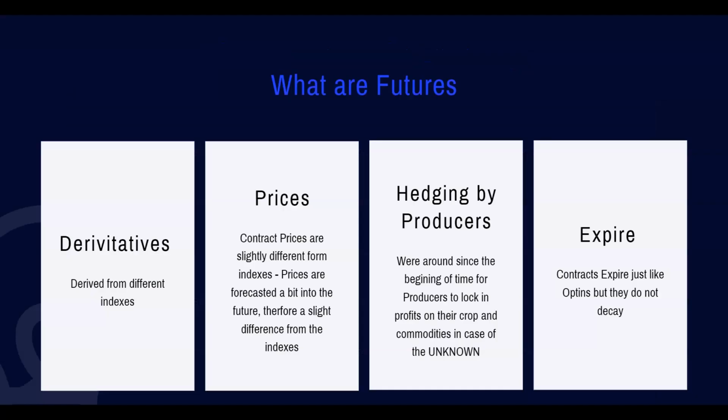So again, what are futures? To recap a little bit here, they are derivative markets. Like I said, it's a leveraged product. They're derived off of the actual indexes, off of what's available on Wall Street and stuff like that. And contract prices are slightly different because this is a futures market. They're forecasted a bit into the future. Therefore, there's a slight difference, but they carry most of the weight, you'll see, because this is almost a 24-hour market. When the markets open and they're gapping up and down, it's also because of what these markets have performed during what's called the Globex session.